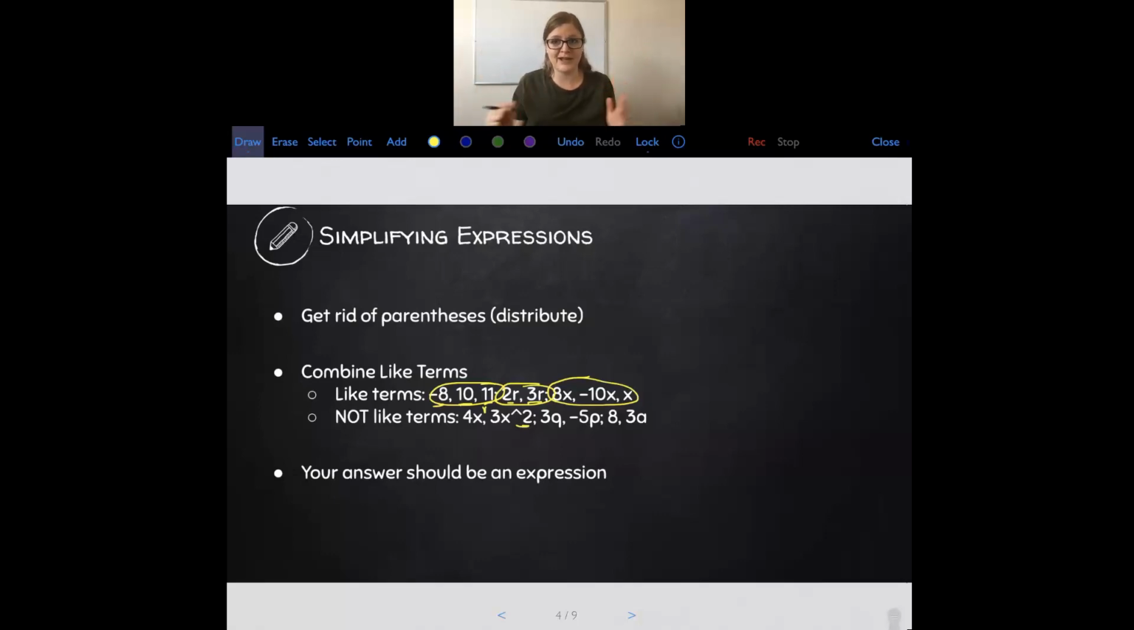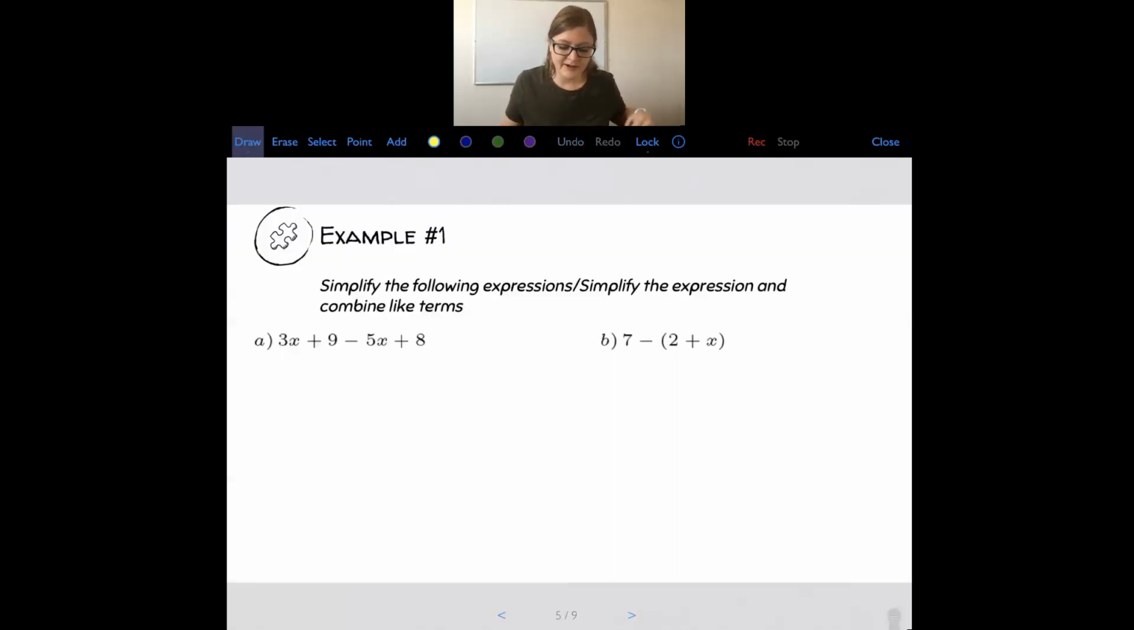So we're just simplifying or getting it as small as possible. So let's take a look. Simplify the following expressions, or you might see the instructions as simplify the expression and combine like terms. So the first thing is to get rid of any parentheses, which in part A, we don't have any. So next what we do is we combine our like terms. So our like terms here would be 3x and -5x. So I'm going to write this as 3x minus 5x. You can rewrite these as long as you keep the sign the same. There's a negative sign in front of 5x, so when I rewrote it, I kept the negative.